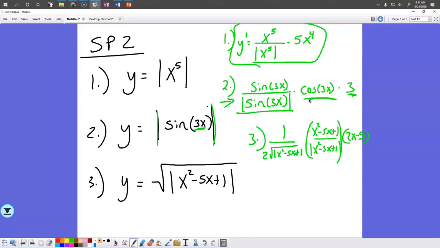As for the last one here, it's also an egg, white, shell, and yolk problem. Here's the derivative of the shell, the square root. Here's the derivative of the absolute value, which is the egg white problem, and then the yolk was the x squared. So when you take the derivative of that, you get 2x minus 5. So that is how we find derivatives of absolute value functions. And that is the end of our lesson. Nice and short and sweet.